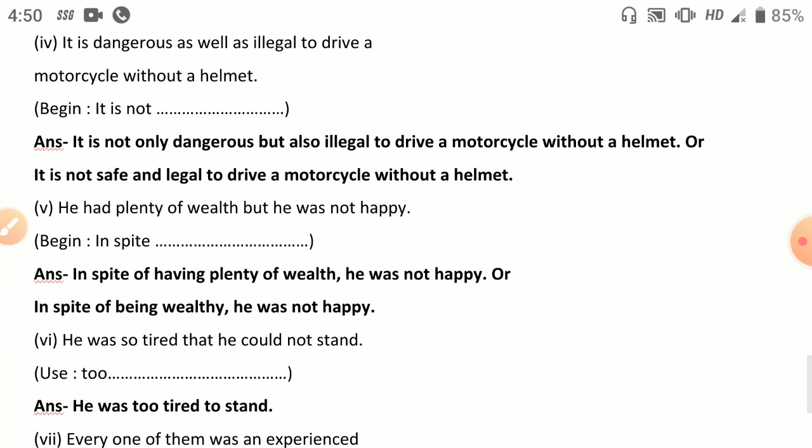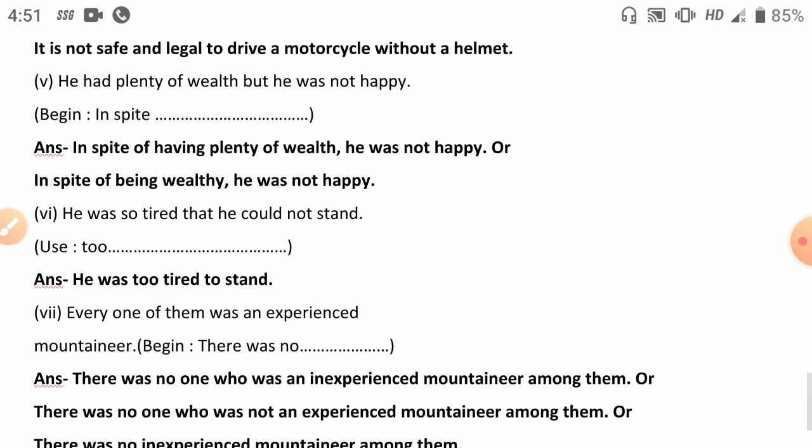He had plenty of wealth, but he was not happy. In spite... okay, that's how they want. In spite of having, in spite of, then we go for a participle. In spite of having plenty of wealth, he was not happy. Or in spite of being wealthy, he was not happy. That is also a participle. He was so tired that he could not stand. This is a very easy one. Use too. So, he was too tired to stand.